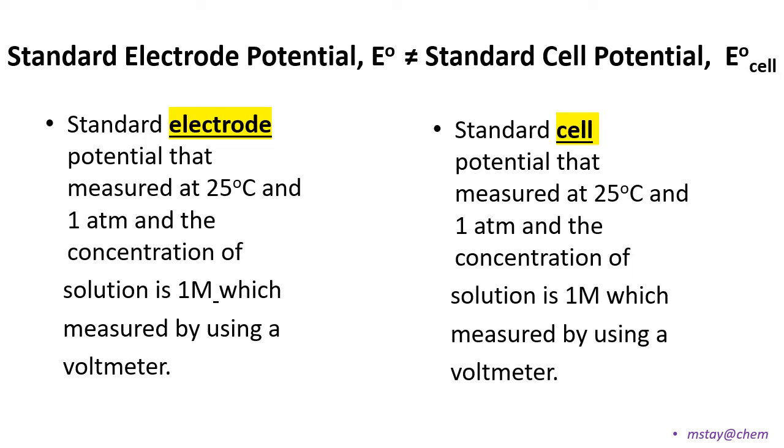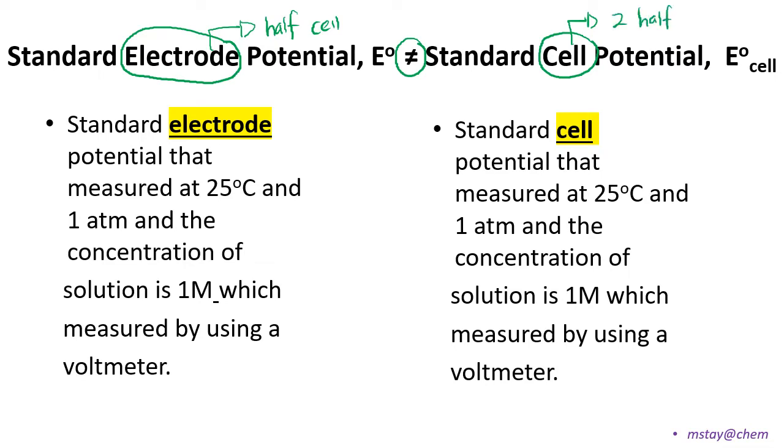Okay, after this, you will notice the words standard electrode potential and another one, standard cell potential. Basically, these two are different. Simply put, standard electrode potential only refers to a half cell, while standard cell potential considers two half cells, or basically refers to the galvanic cell.